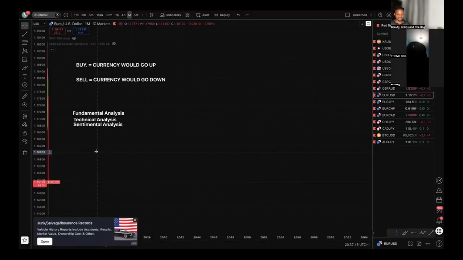Number two is GDP. The goods they produce in their country and export. Number three is inflation. If the inflation in the country is low, that means the prices of things are cheap. It shows the country is doing well. So all these things enter what we call fundamental analysis.